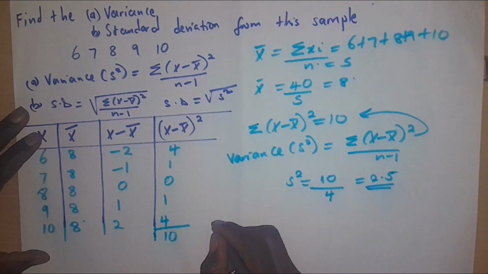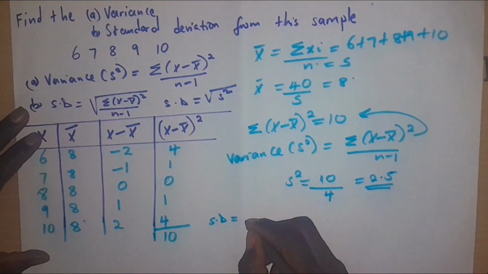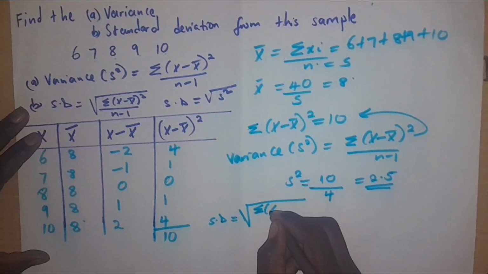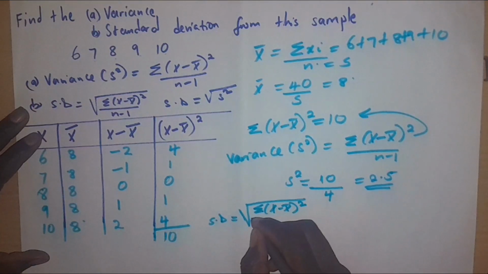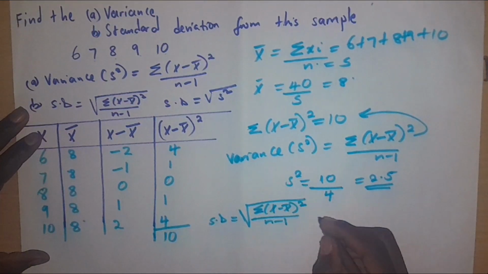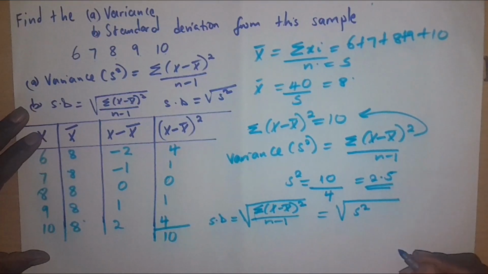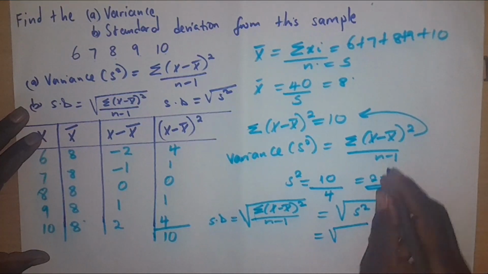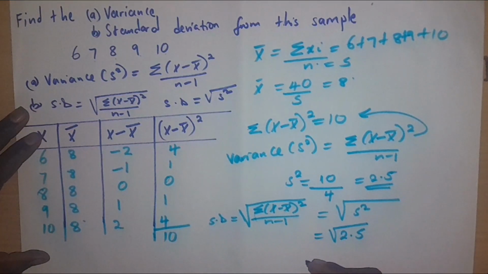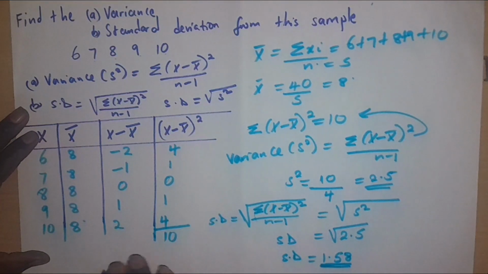For the standard deviation, as I said earlier, the standard deviation is equal to the square root of the summation of (x minus x bar) squared all over n minus 1. If you look, you're going to see that the formula inside here is the formula for the variance, where the variance is equal to 2.5. Therefore, the standard deviation is going to be equal to 1.58. So let us look at the second question, which is slightly different from this one.